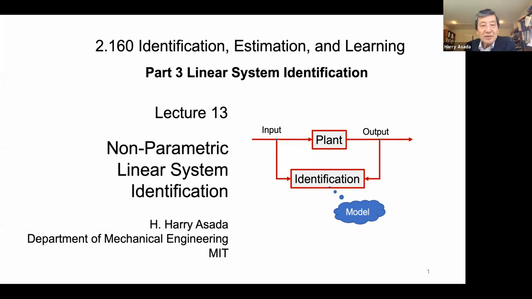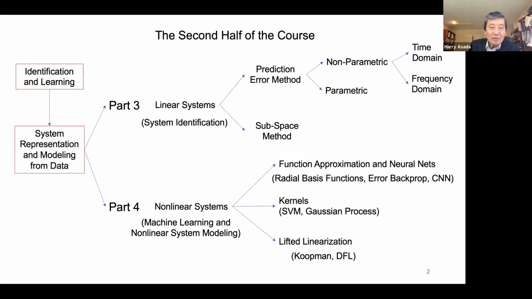So today's lecture is 260, lecture 13, non-parametric linear system identification. And this is the global view of the second half of the course materials. The objective is identification and learning, the underlying principles and all kinds of important techniques, basically system representations and modeling from data, right? And we have parts 3 and 4. In part 3 we focus on linear systems, and in part 4 nonlinear systems.